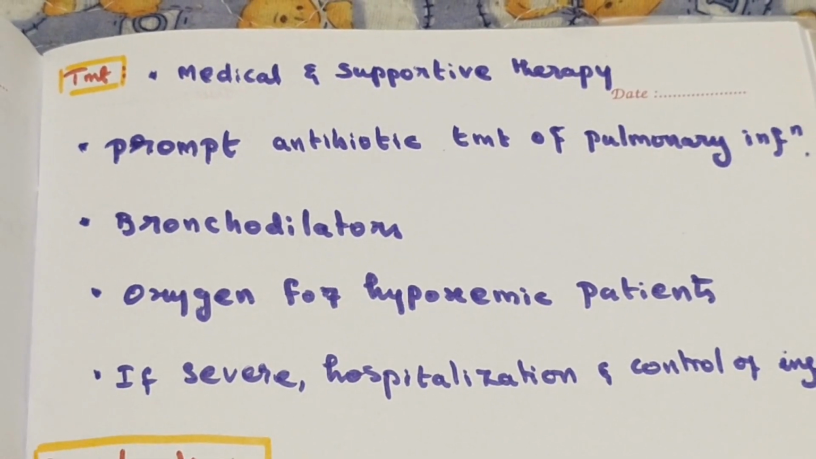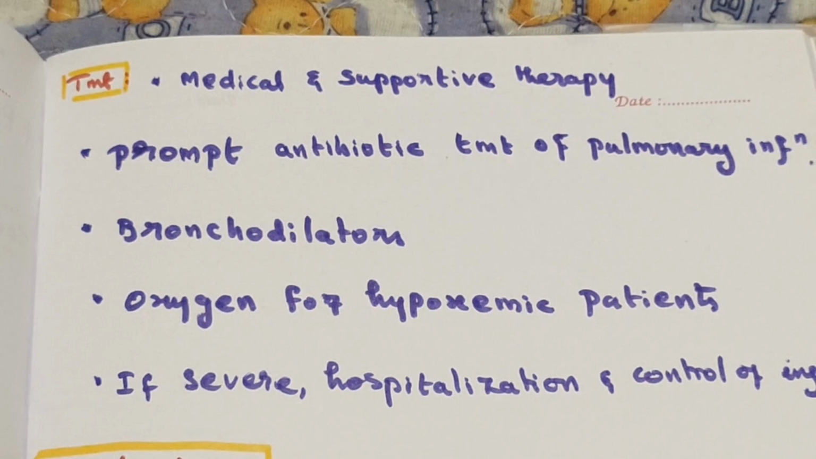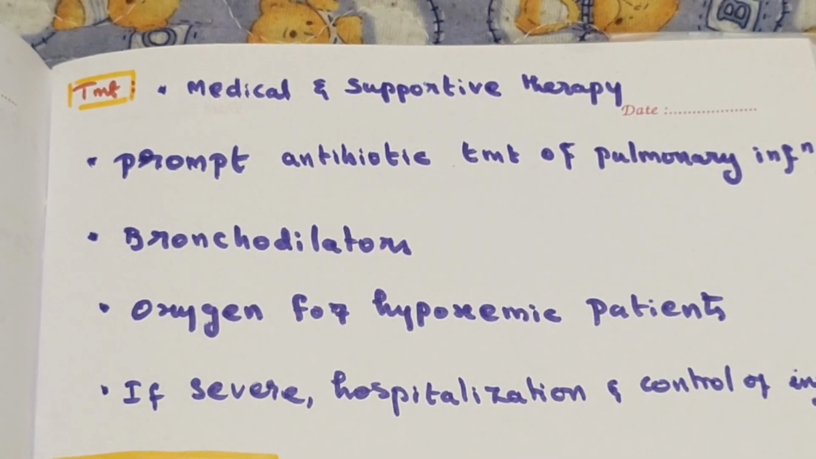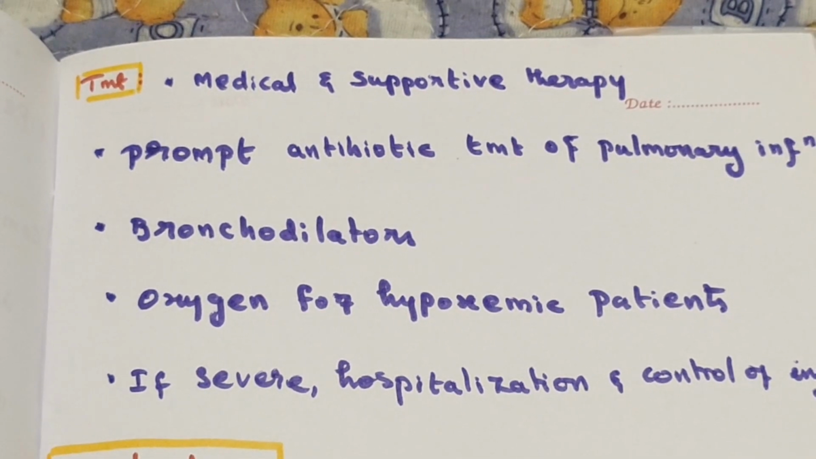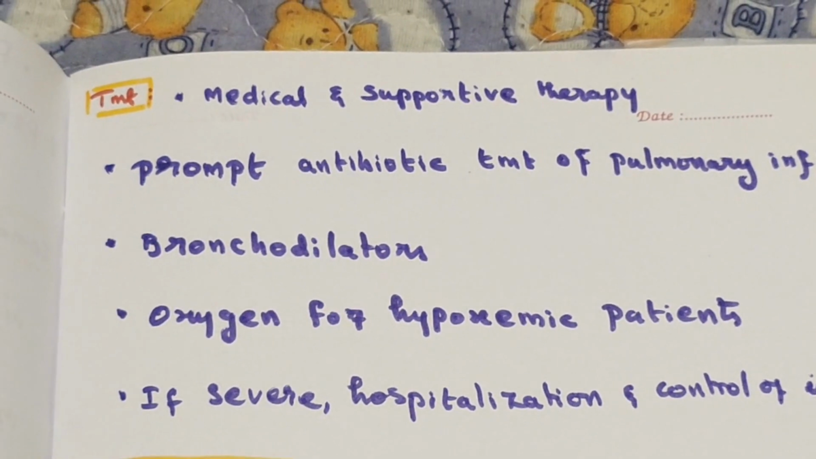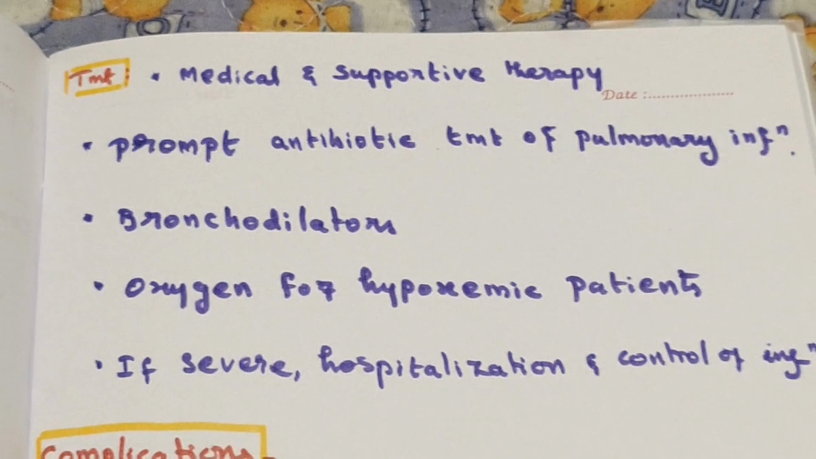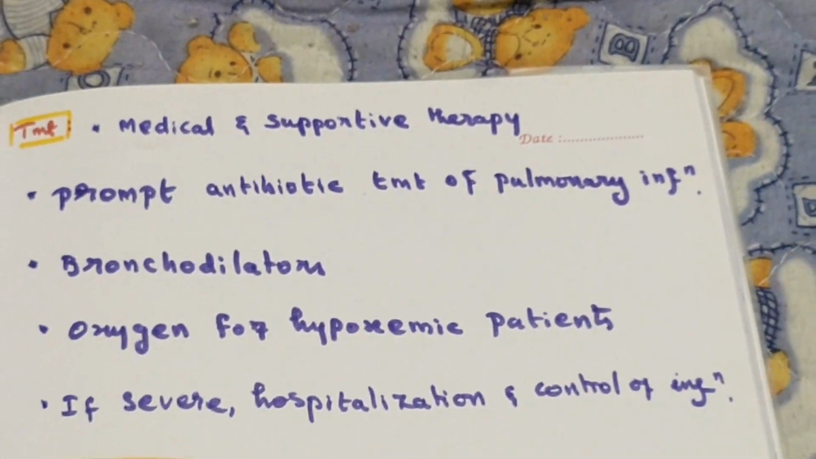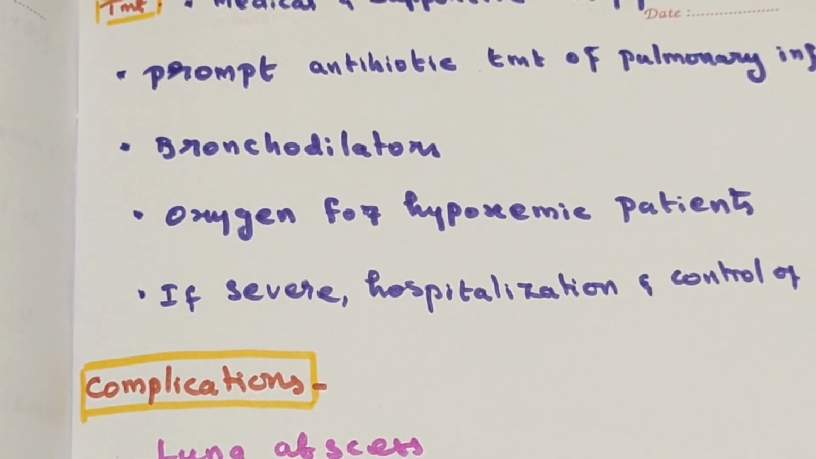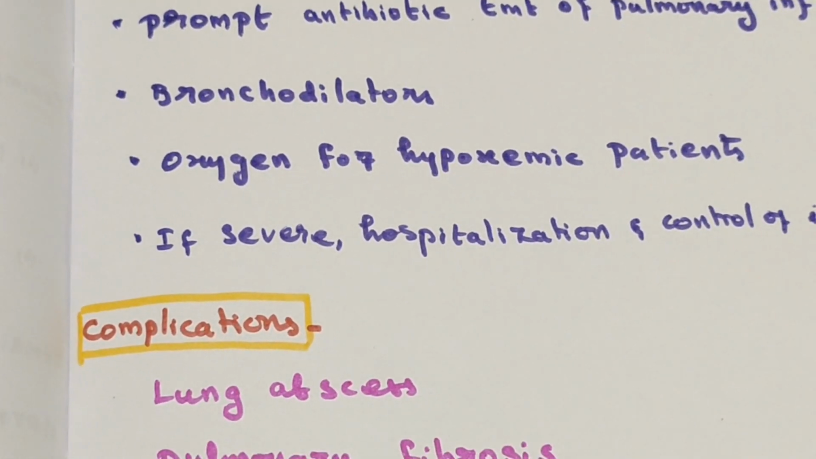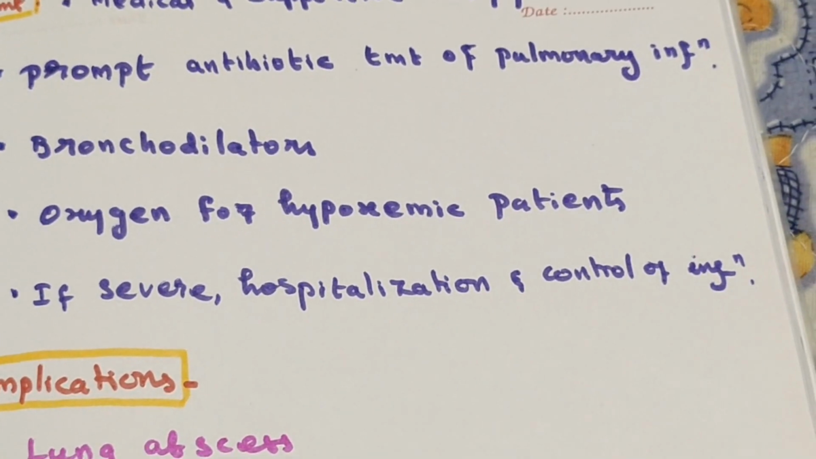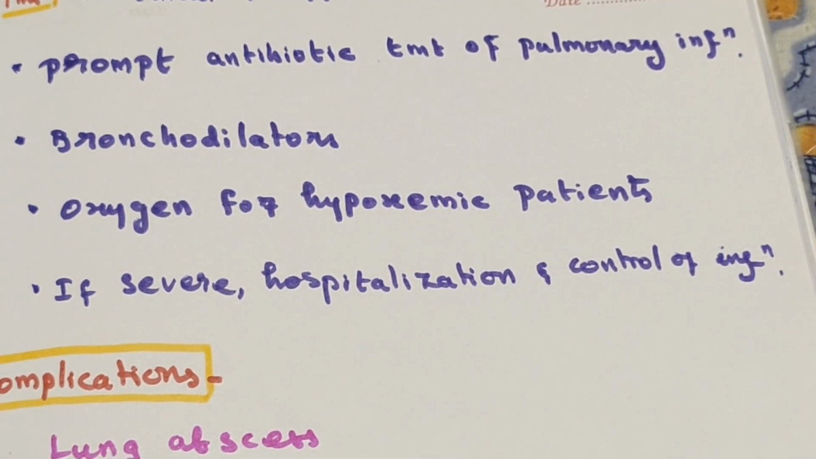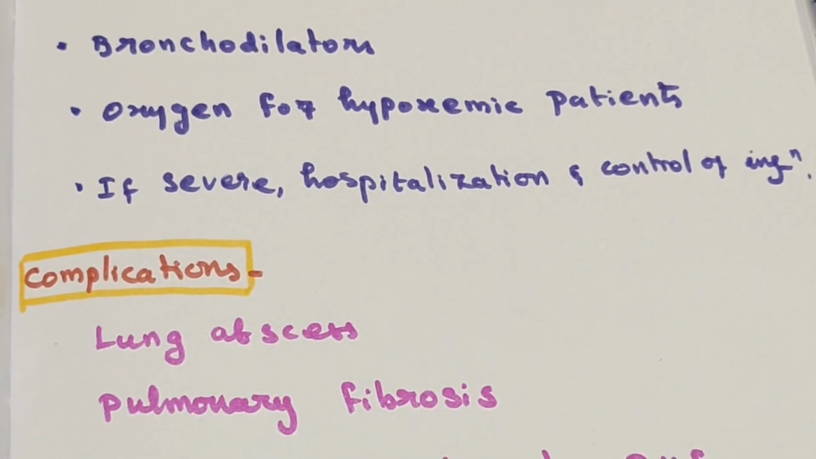Bronchodilators are used because the bronchi are dilated in bronchiectasis, to clear the airway, basically because there will be obstruction because of mucus, infection, or something else. Oxygen supplementation is necessary if the patient is hypoxemic, and of course if severe, hospitalization is important for controlling infection.